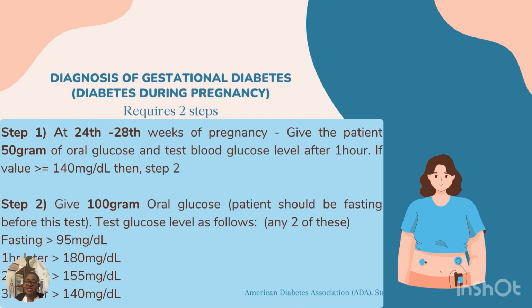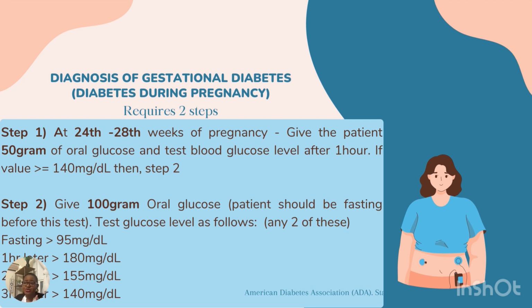So the second step, the pregnant woman has to meet any two of these criteria in order to be diagnosed with gestational diabetes. Now, in this second step, the pregnant woman needs to be fasting. So that means she can come into the clinic the next day after the first step for us to carry out the second step. While she's fasting, as soon as she comes into the clinic, we check her blood glucose level. If this fasting blood glucose level is greater than 95 milligram per deciliter, this is one of the criteria.